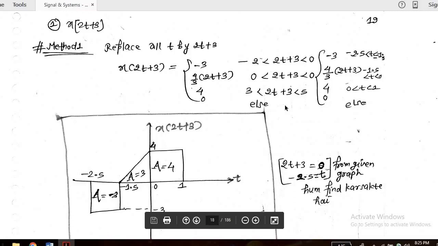So 0 for t elsewhere, that is after t is equal to 1, to the right side of t equal to 1, that is t greater than 1.